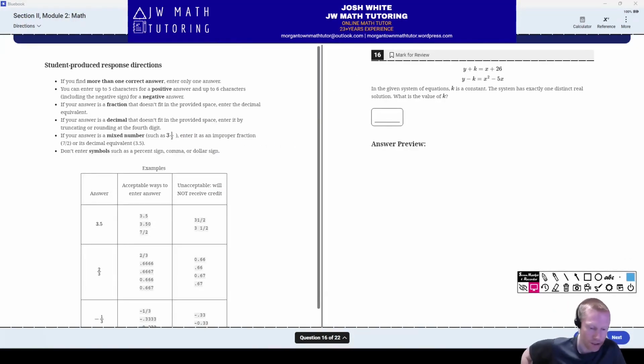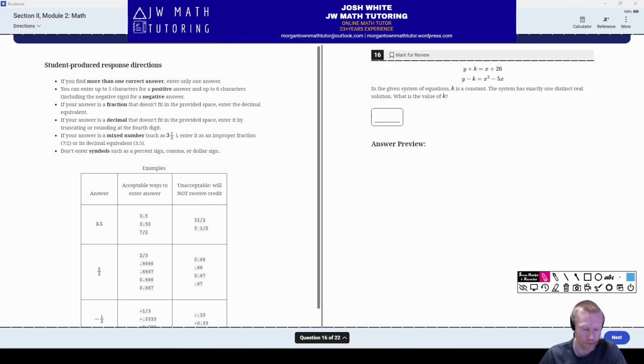Next up, we have question number 16. So for this one, basically you have a system of equations and the system has exactly one distinct real solution. They want to know what the value of k is. So first I'll show you how you can do it by hand. And then after that, I will show you how you could go ahead and do it in Desmos.